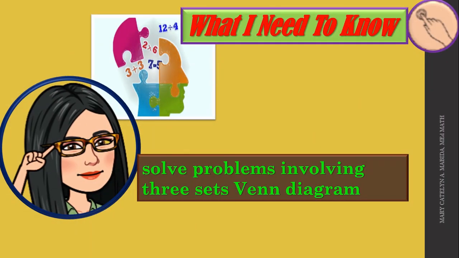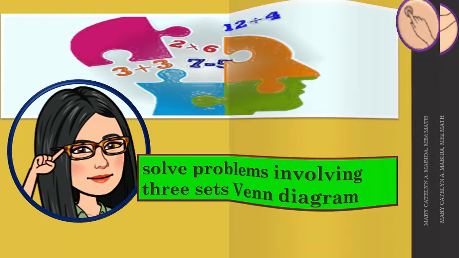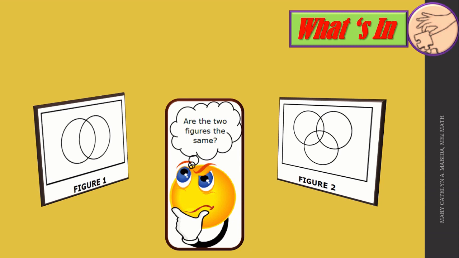At the end of this lesson, you are expected to solve problems involving three sets Venn diagram. Are the two figures the same? The answers are yes and no. Yes, because they are both Venn diagrams showing set relations. And no, because figure 1 shows two sets while figure 2 shows three sets.